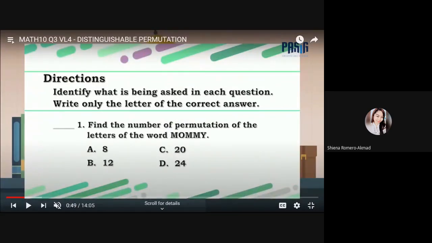Directions: identify what is being asked in each question. Write only the letter of the correct answer. So we have to find the number of permutations of the letters of the word MOMMY. So what will be the answer here? Is it A, 8, B, 12, C, 20, or D, 24? What do you think is the answer?